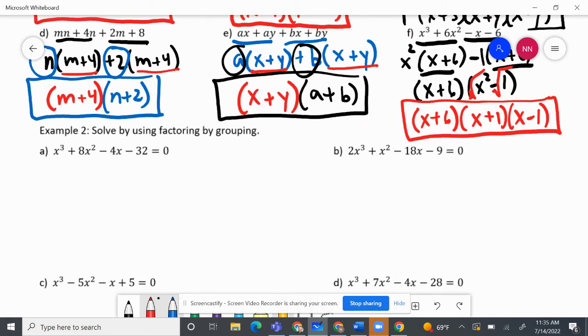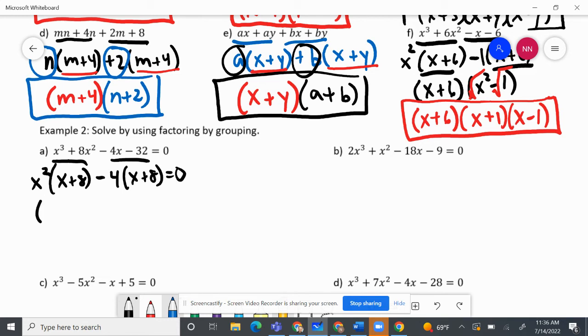So notice that these polynomials have 4 terms. So we're going to factor them by grouping. We're going to group the first 2 and the last 2. So we have an x squared, and then that's an x plus 8. And then we factor out a negative 4, and that also gives us an x plus 8.